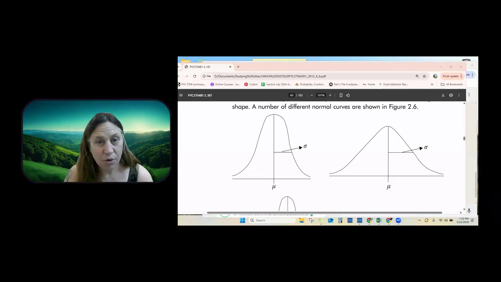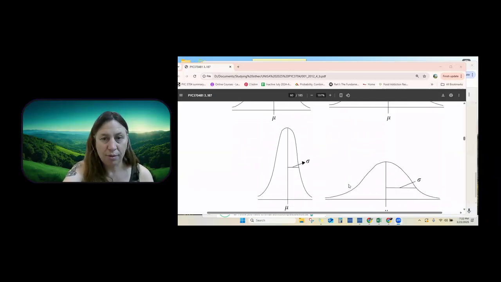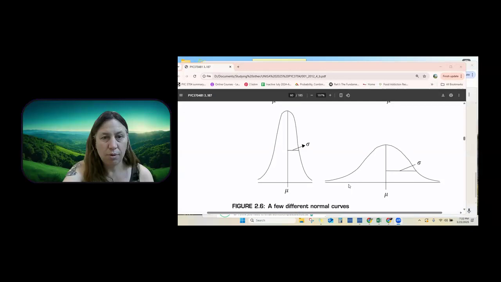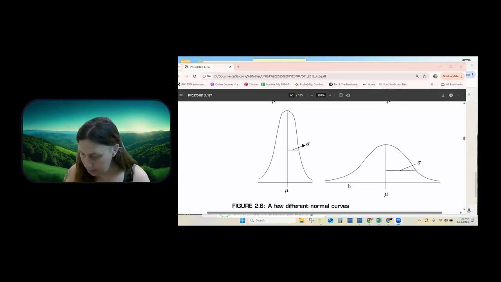Okay, so we're looking at normal curves here, normal distribution curves. And you will see that all of these can be quite different, but they all have a few things in common. There are only two variables in all of them, and that is the mean and the standard deviation. So here's our mean, signified by the symbol mu, and here's our standard deviation, signified by the symbol sigma.